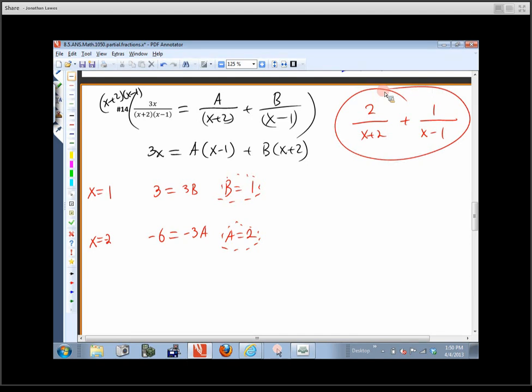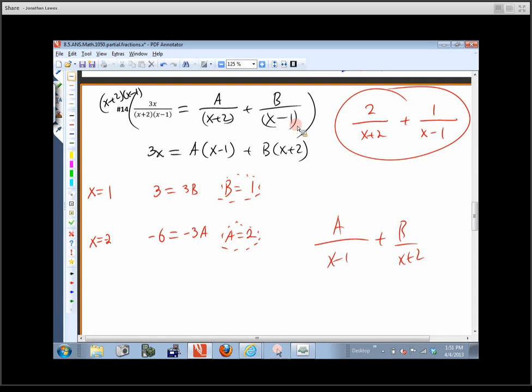So back to Tylen's question. What if we wrote the x minus 1 first and the x plus 2 second? So what if it were this? We'd have A over x minus 1 plus B over x plus 2. We would have figured out that A would have been 1 and B would have been 2. See how they just correspond? They go with each other? It doesn't matter. You can write them in any order you want.